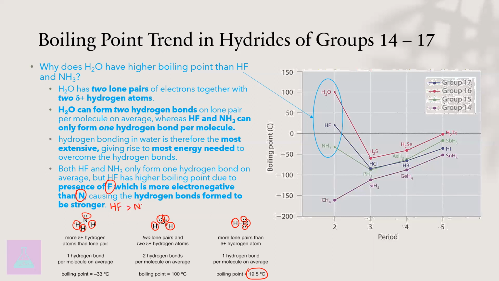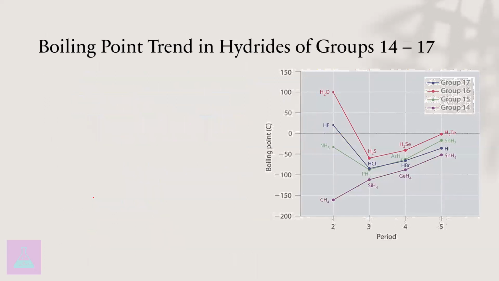This is, of course, due to the fact that fluorine is a lot more electronegative than nitrogen. So as a result, you have a stronger hydrogen bond formed in hydrogen fluoride compared to ammonia, right? And just for your reference, fluorine has a value of 4.0 on the Pauling scale of electronegativity, whereas nitrogen only has about 3.0. So that explains the difference in the boiling points of the 2 molecules.